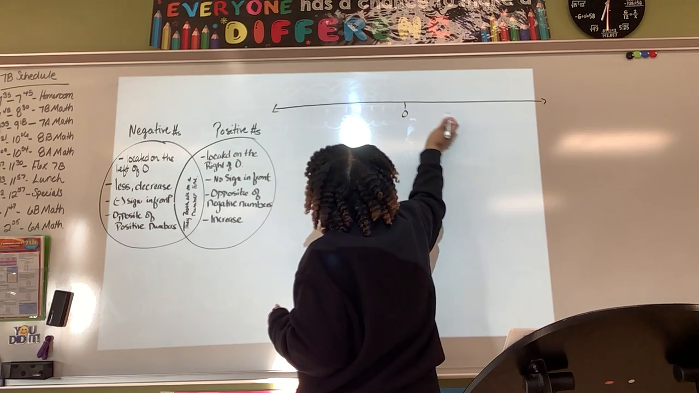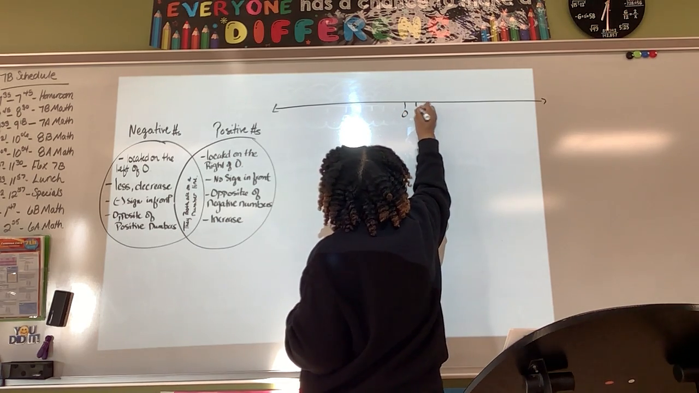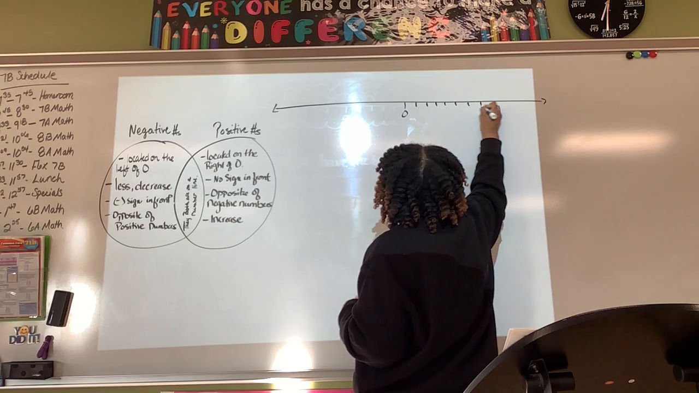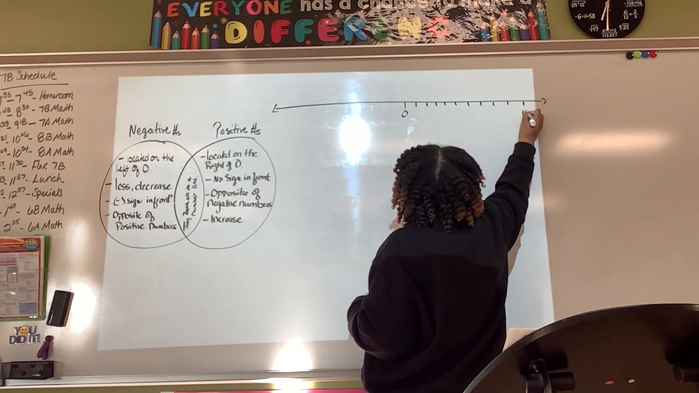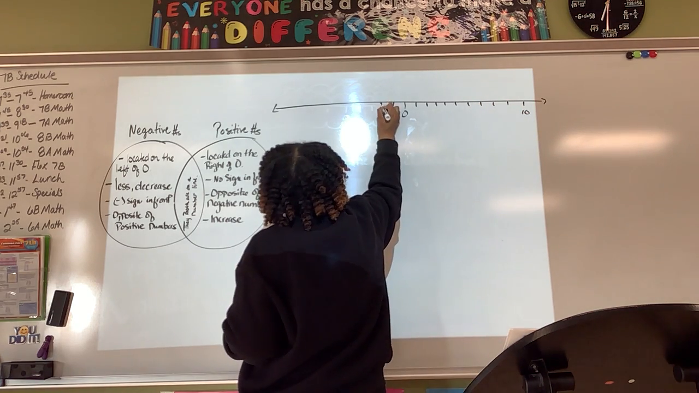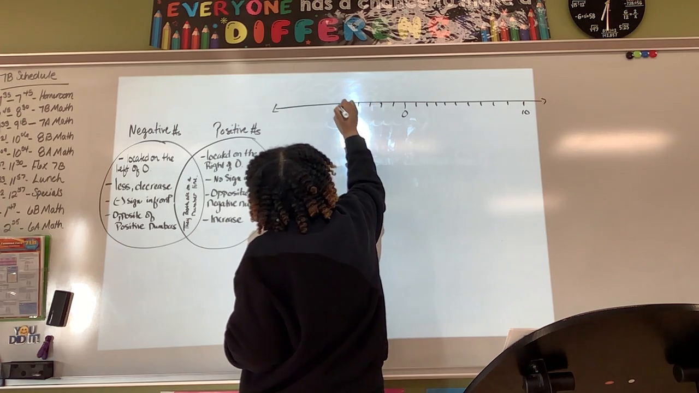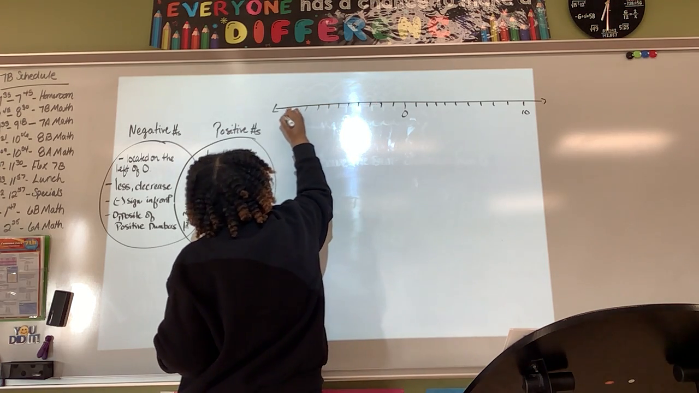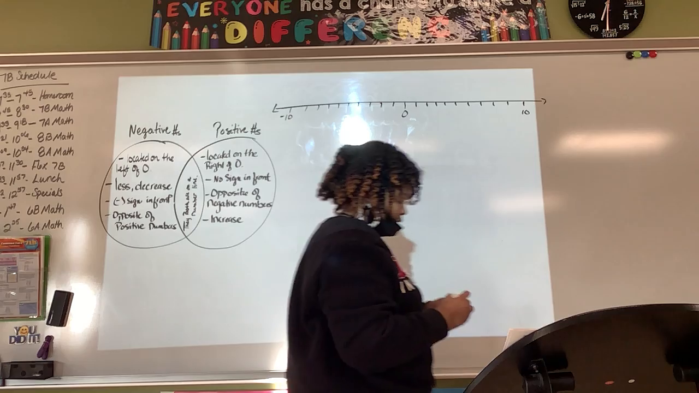On the number line, 0 is always in the middle, and I'm just going to go to 1, 2, 3, 4, 5, 6, 7, 8, 9, 10. And then on the other side, 1, 2, 3, 4, 5, 6, 7, 8, 9, 10. All right.